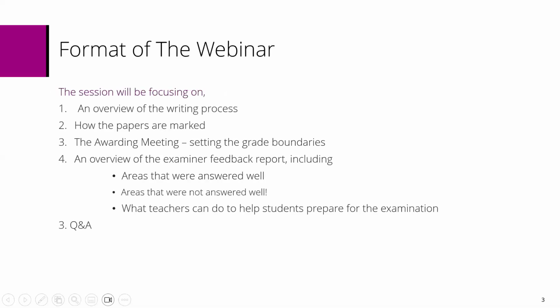What this webinar is aiming to do are the things I'm showing on the screen now. I'll start with a description of how the paper is produced. I think that's quite useful to know why the paper is as it is, and all of the constraints that are in place, and the things we do to try and make sure the paper is fair and valid for the students taking it. I'll then talk about how the paper is marked, and I think there's some useful things in there that you can pass on to students, which might help them with exam technique and things like that.